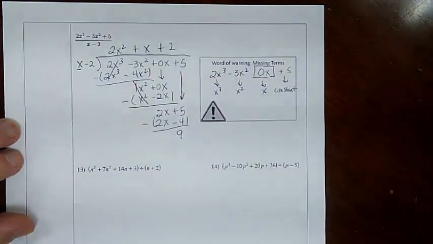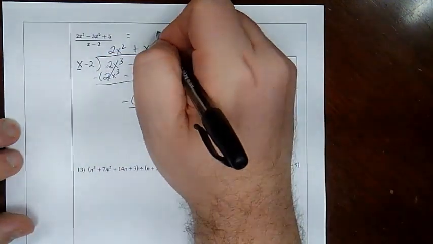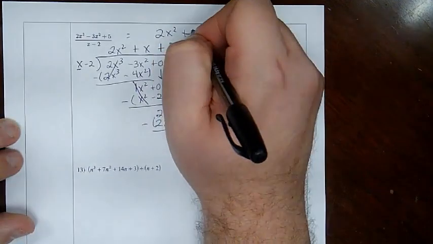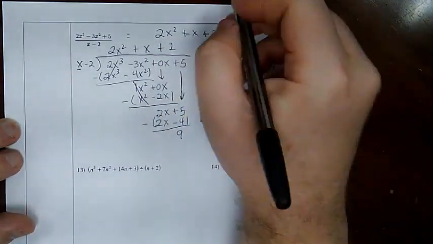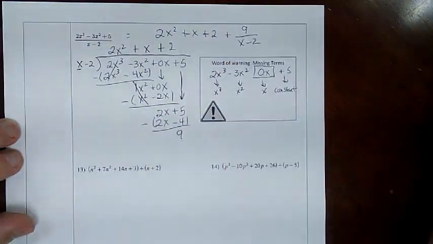So when I write the solution to this, I'm going to say that this is 2x squared plus x plus 2 plus 9 divided by x minus 2, because that 9 is left over. It has not yet been divided.